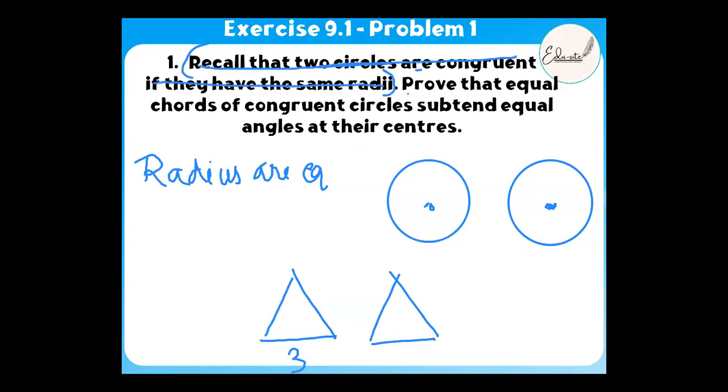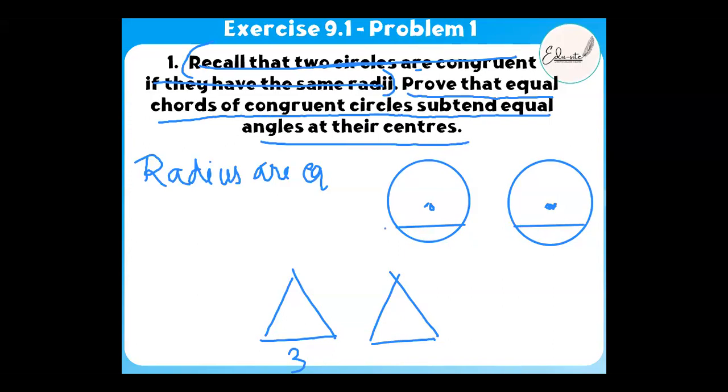Now the question they have given is prove that the equal chords of the congruent circles subtend the equal angles at their centers. It is the same as theorem 1, but they are asking you to prove it in different circles. How will you prove this? It's quite easy. So let's draw a chord here. Let's draw a chord here. They have told that they should be equal.